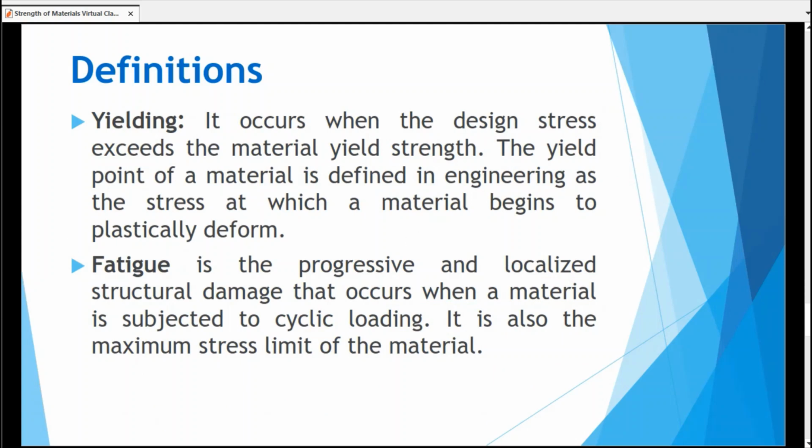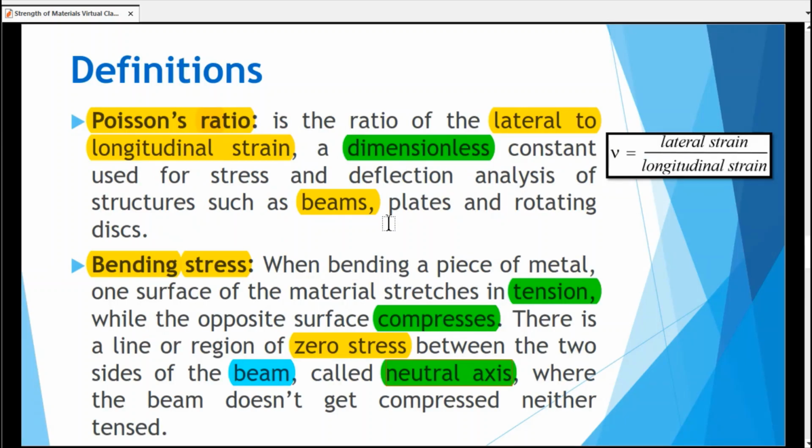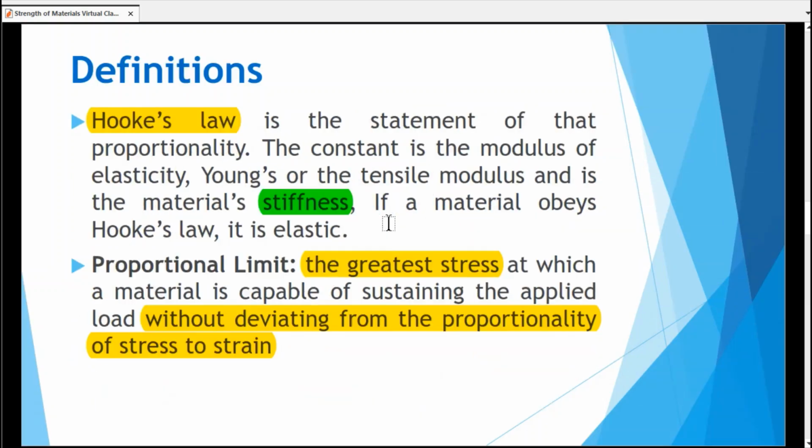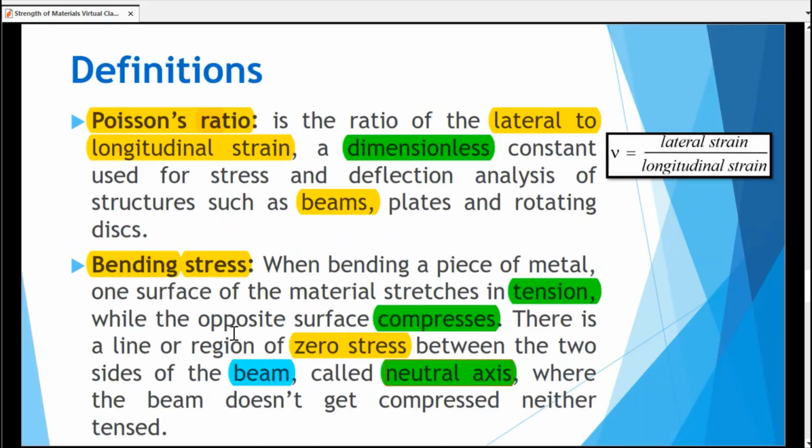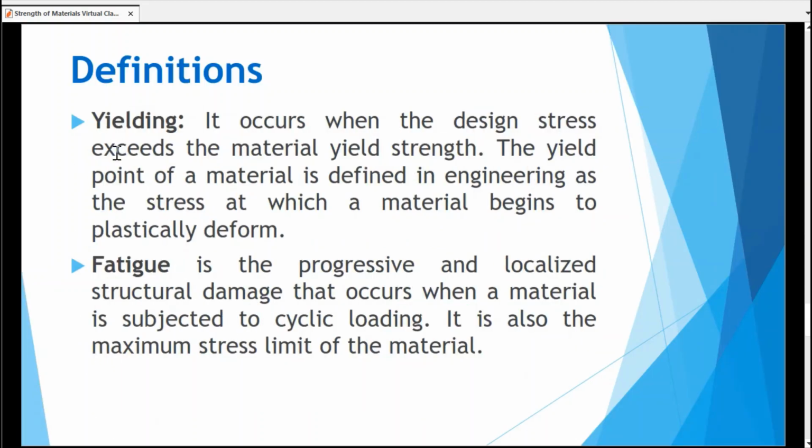Okay, so moving on, the supplementary definitions, we have yielding. It occurs when the design stress exceeds the material yield strength. Remember that we spoke about yield strength. This is a specific point in which the material can no longer hold its elastic property and becomes plastic. Yielding is like the property, right? Yield strength is the specific point in which it happens, but the property in general is yielding, right?